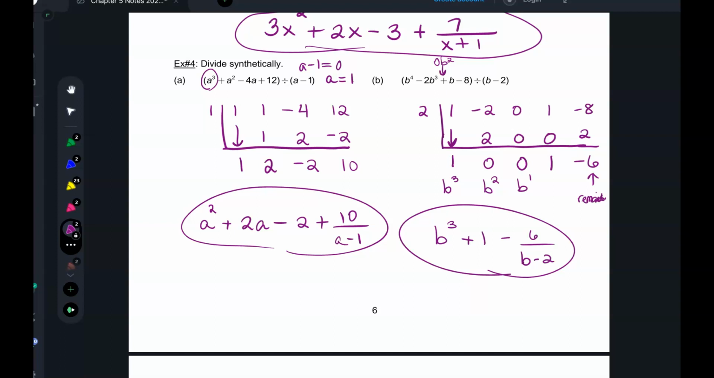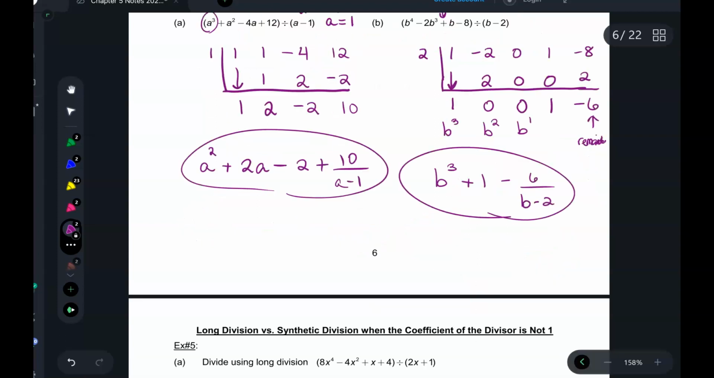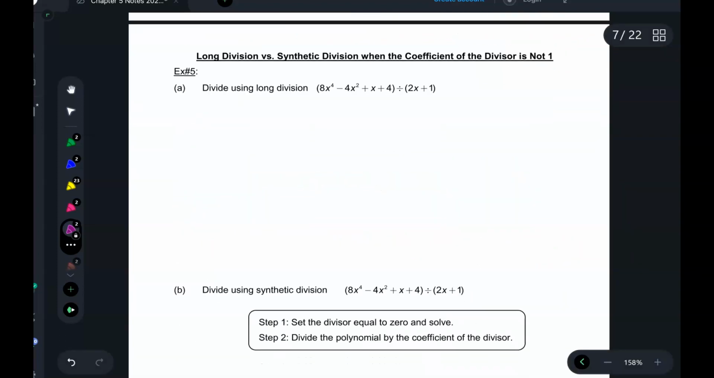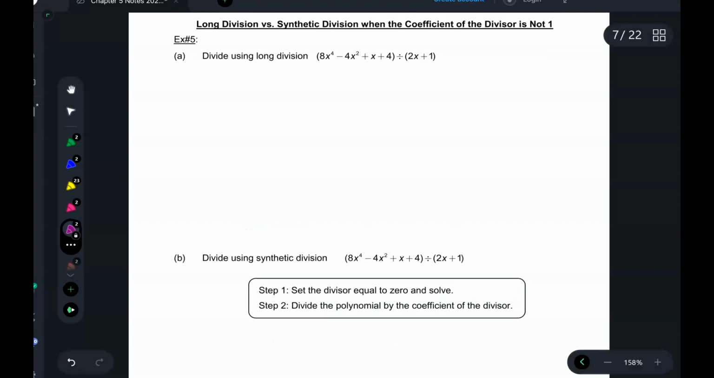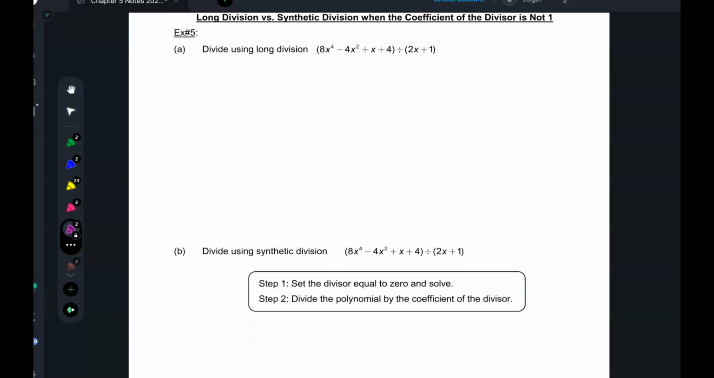Okay? Last page. Real quickly. Sometimes I want you to do long division, sometimes I have you do synthetic. Otherwise, I don't care. You pick which way you want to do it. But if there's a 2, remember all the ones that I divided by didn't have a coefficient here? You can do it by long division or synthetic division.